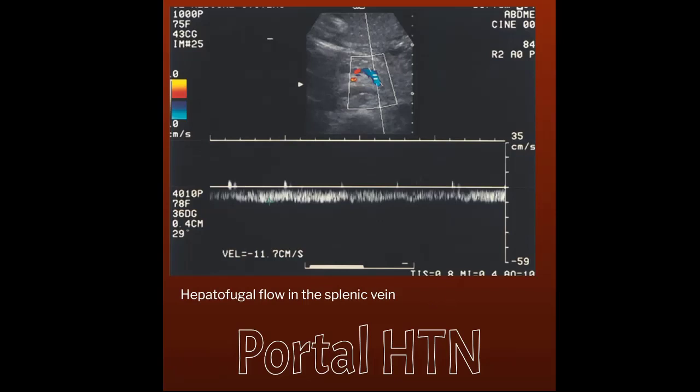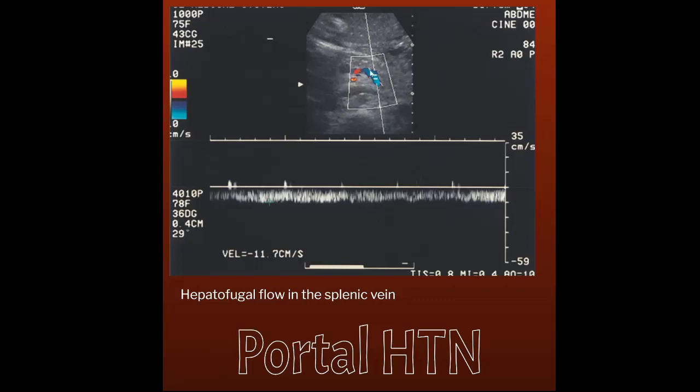Here we have an image then of the hepatofugal flow in the splenic vein. So we can see the pancreas here, and remember the splenic vein runs right along the pancreatic tail. So typically we want the blood coming from the spleen around the tail up towards the transducer at this point before it confluences into the portal vein.